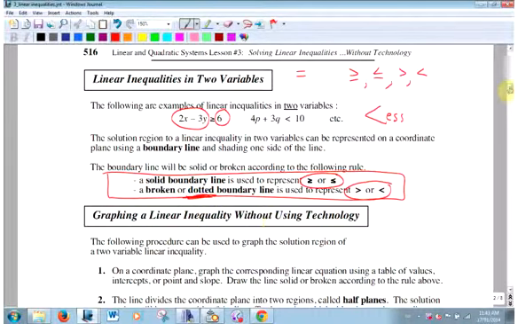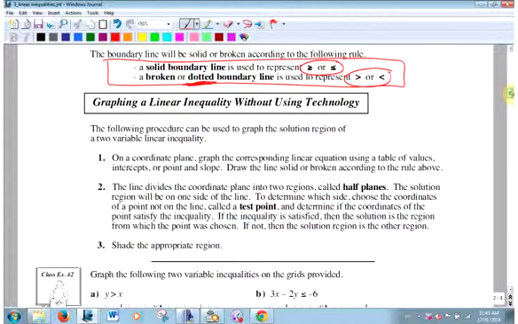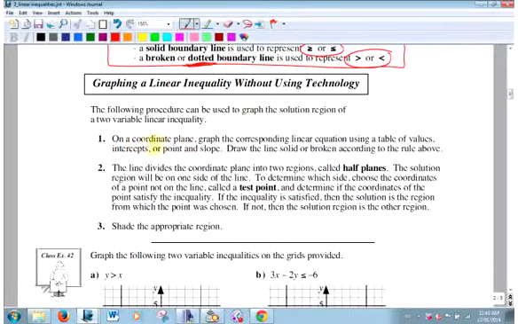Graphing without using technology. So steps, here they are. On a coordinate plane, just graph the linear equation. So ignore the inequality. You got to know where the line is. How do you know what side of the line to shade if you don't know where the line is? So first step, this says just graph the line.